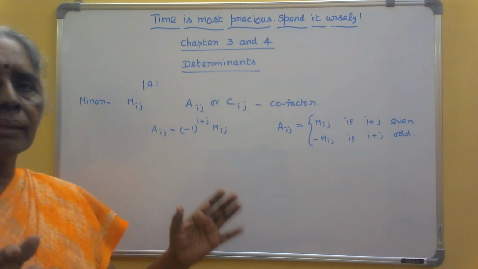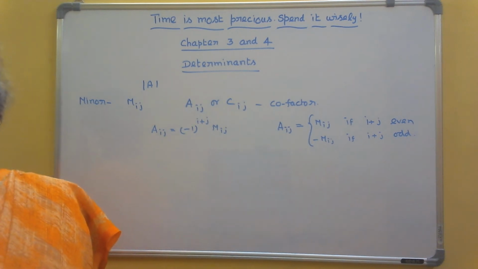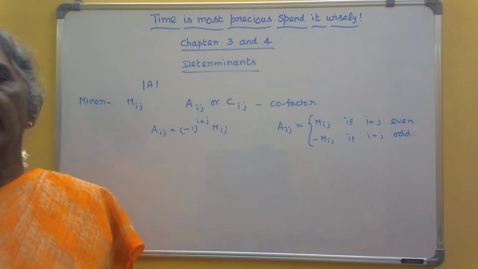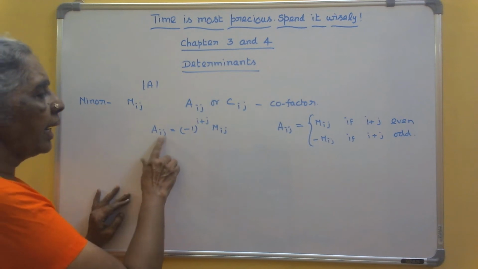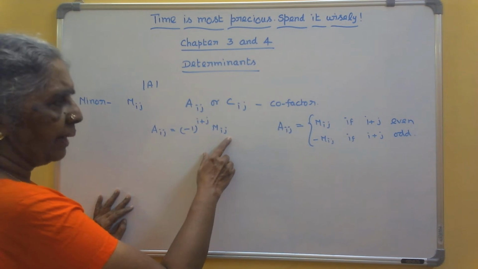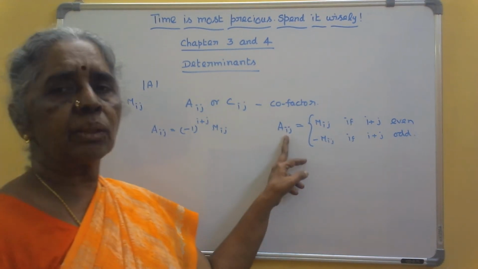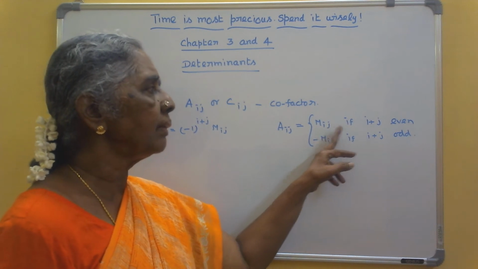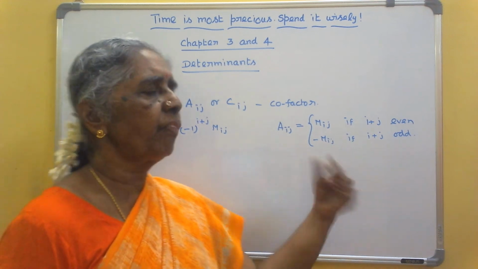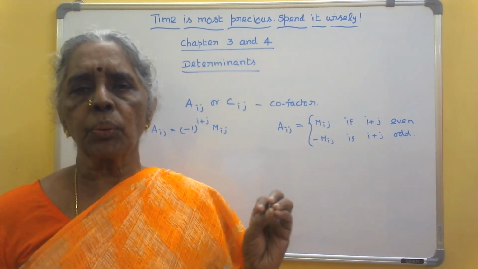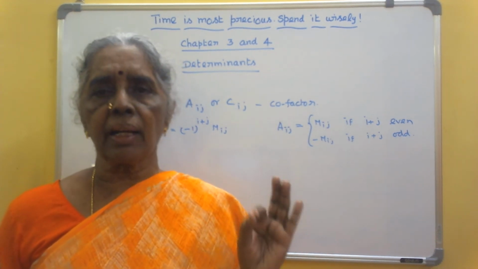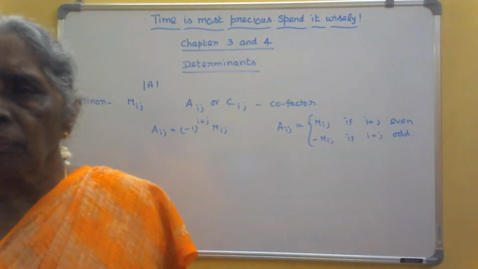Then, what is the relationship between this minor and cofactor? Cofactor, we can say, is the minor with proper sign attached to it. That is, Aij is minus 1 power i plus j into Mij. So, the cofactor Aij will be equal to the minor if i plus j is even, and it will be equal to the negative of that if i plus j is odd. So, you should know how to find the minor of any element and the cofactor of any element. Okay?